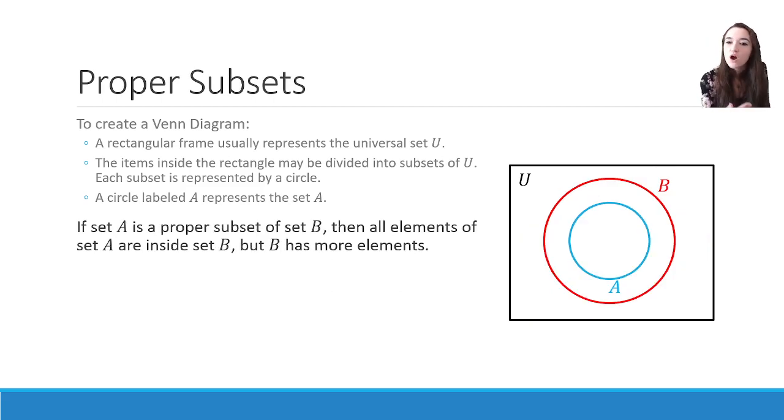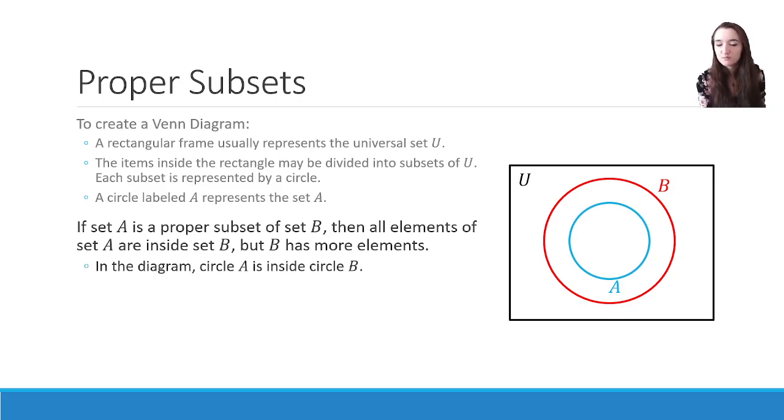How do I denote proper subsets? Well, if a set A is a proper subset of set B, then all elements of set A are inside set B, but B has more elements, right? So we can draw this as A inside of B, but B is larger.